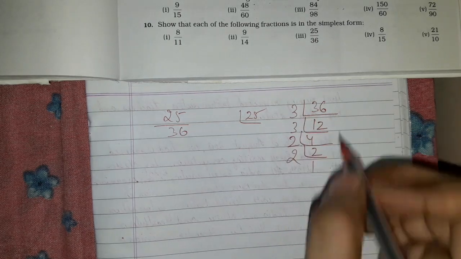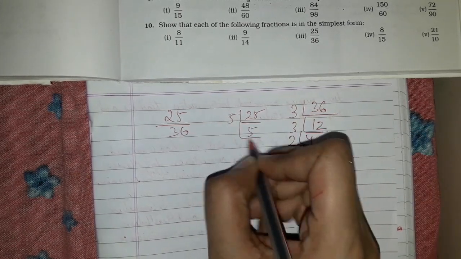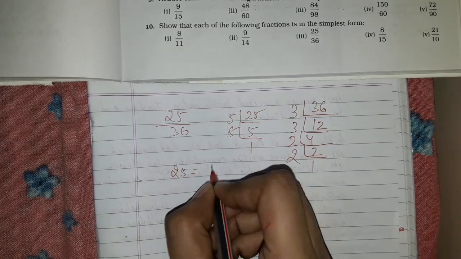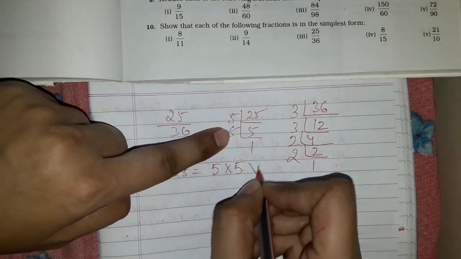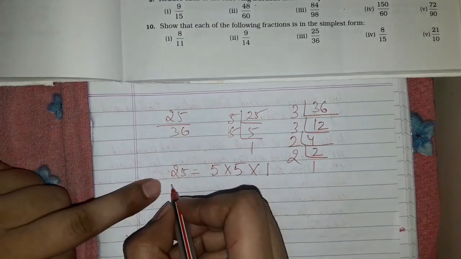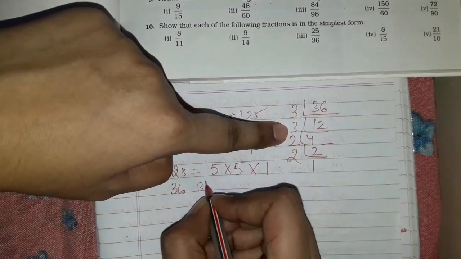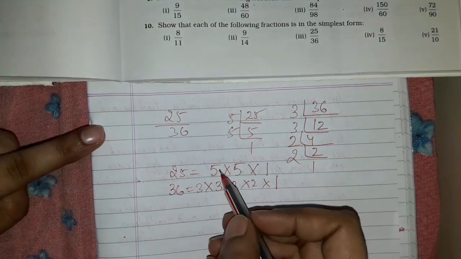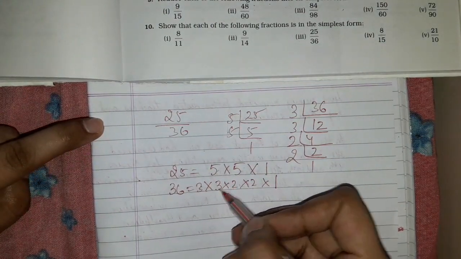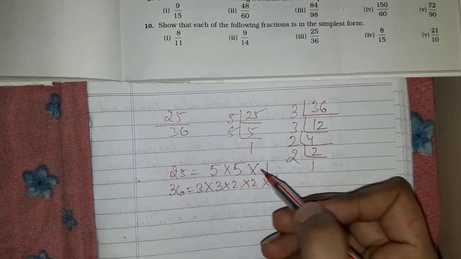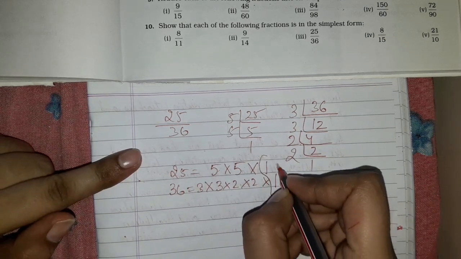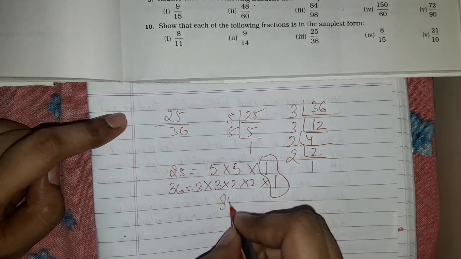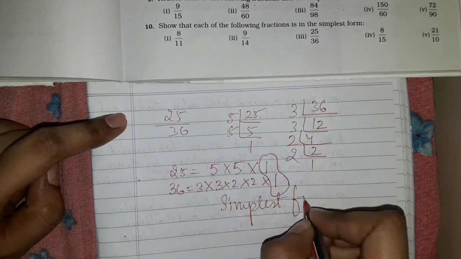These are the factors of 36. These are the factors of 25. So in front of 25 I write 5 into 5 into 1, and in front of 36 I'll write 3 into 3 into 2 into 2 into 1. 5 is coming here, it's not coming here. 3 is coming here, 3 is not coming here. 2 is coming here, 2 is not coming here. So only 1 is the common factor of both the numerator and the denominator. So yes, it is in the simplest form.